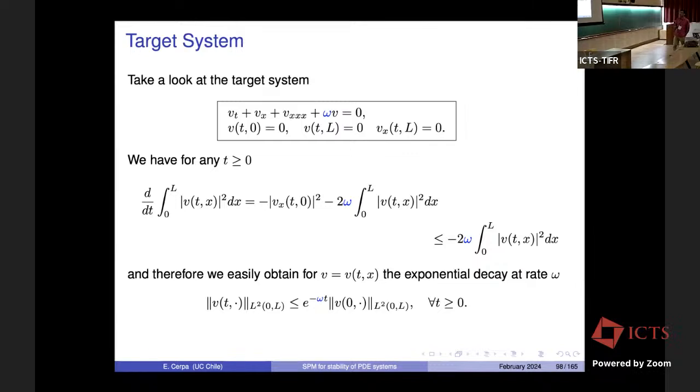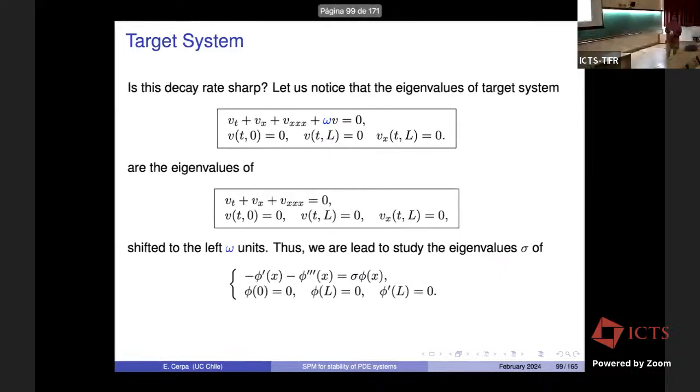And so we have that V dot is less than minus 2 times omega times V. V is the energy function for the solution, so we get the exponential decay of the solution. Very nice, easy to get. So the target system is a good one, with the good properties that we're looking for.